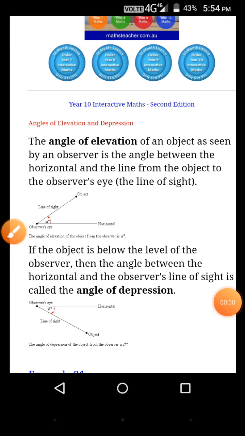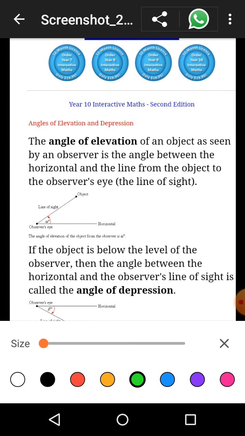Good evening. This video is about the revision of the various concepts in heights and distances that you are learning right now. There are two very fundamental things that we want to see here. One is angle of elevation and angle of depression. So what is angle of elevation? I am reading out the definition here.